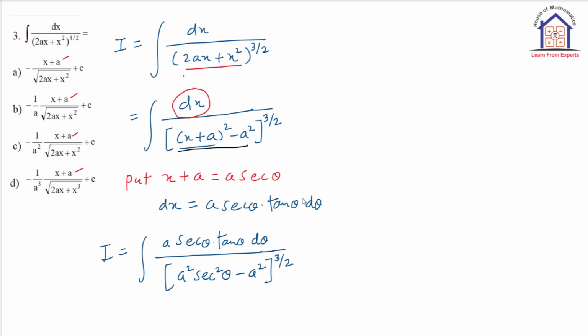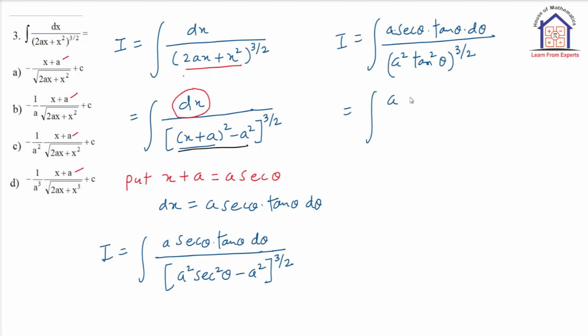So this becomes I is equal to integration of a sec theta into tan theta into d theta, divided by, now see here, a square common, and sec square theta minus 1 becomes tan square theta, and the whole term to the power 3 by 2. So a square to the power 3 by 2, the 2s will get cancelled, I will get a cube, and tan square theta to the power 3 by 2 becomes tan cube theta.